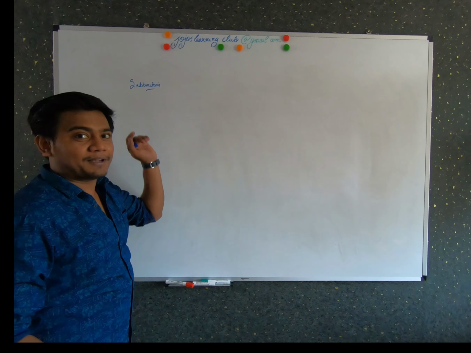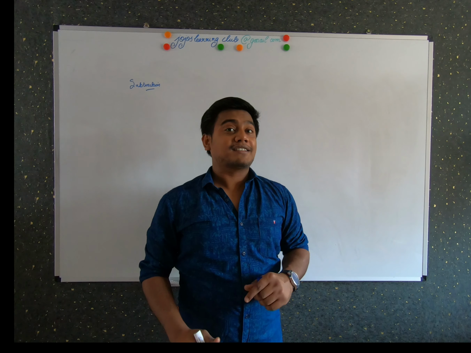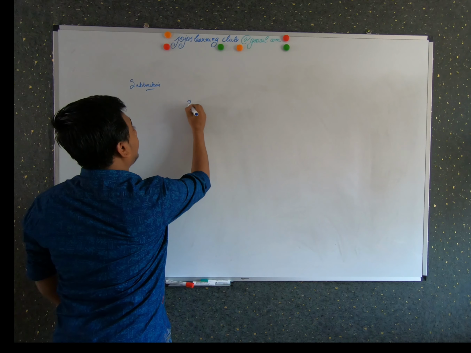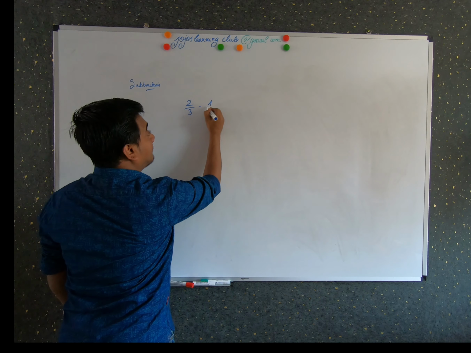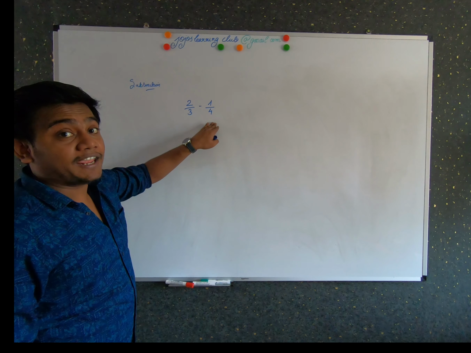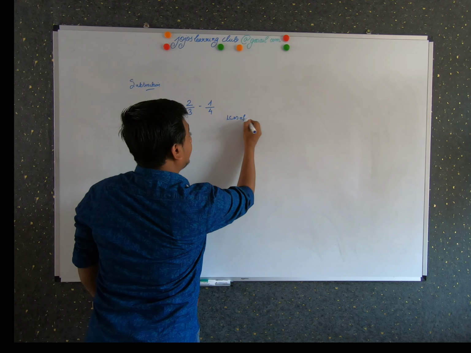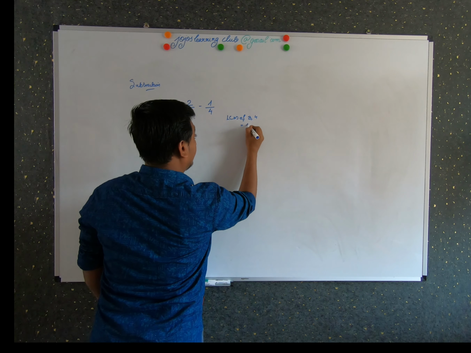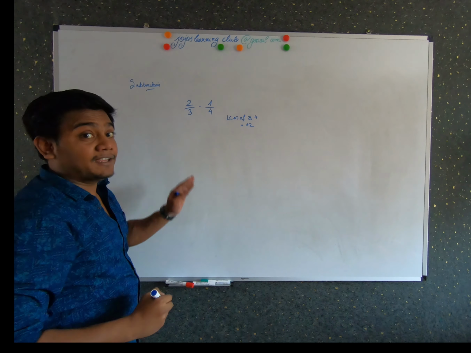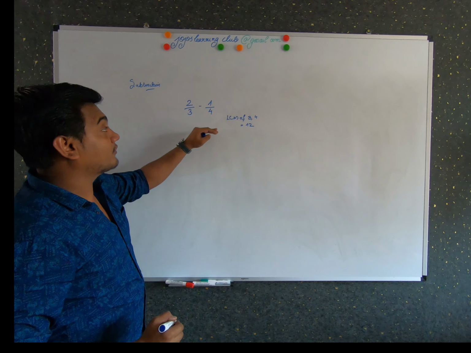So let's deal with subtraction. While performing subtraction, you apply the same rule as in addition. For example, when you take 2 by 3 minus 1 by 4, the same rule applies as in addition. You have to take the LCM of both the numbers. So the LCM of 3 and 4 is 12. So you have to multiply these numbers in such a way that their denominators are of the same value.